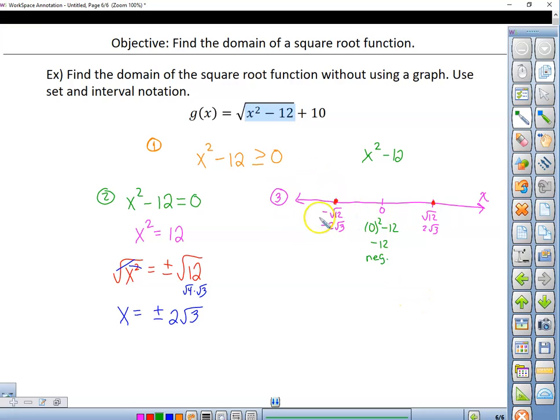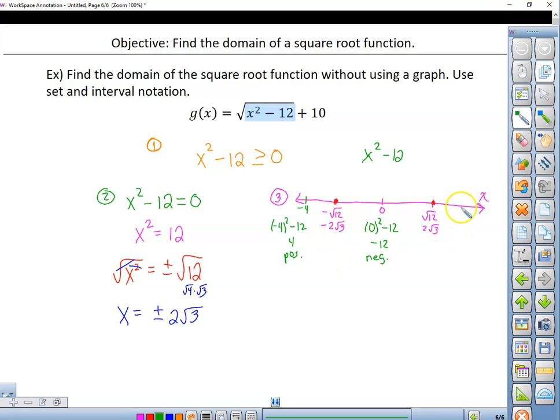I can do the math over here. I need something that is smaller than negative square root of 12, for example, negative square root of 16. 16 is a perfect square, so that would be negative 4. So I could use negative 4 over here. So I'm looking at, all right, what is negative 4 squared minus 12? Well, that's 16 minus 12, which is 4. That is positive.